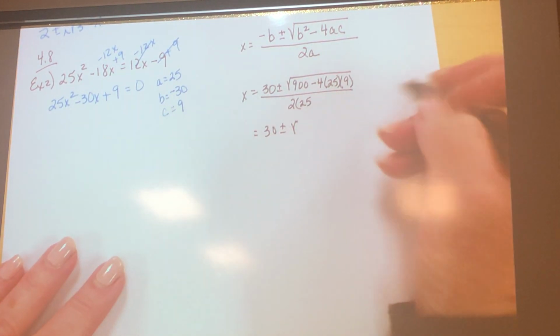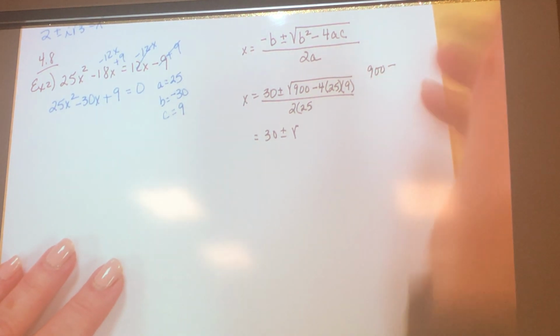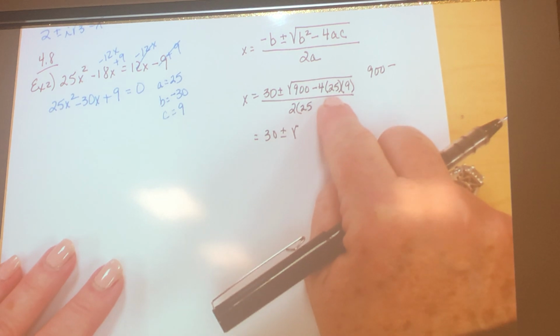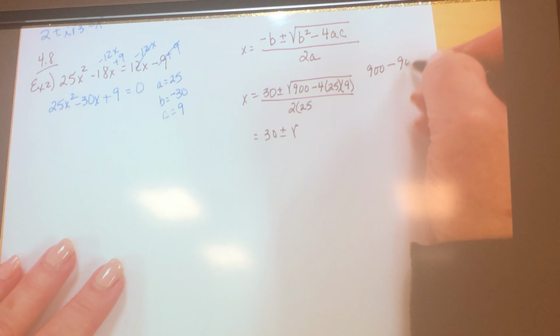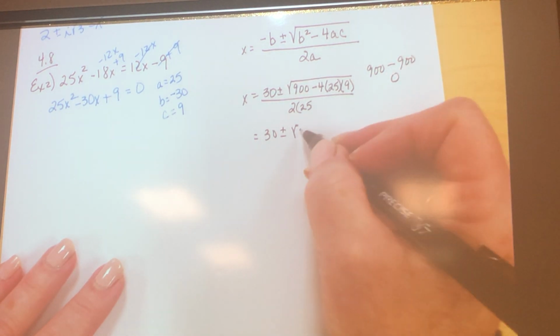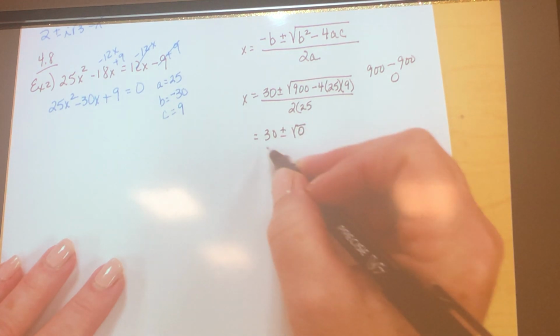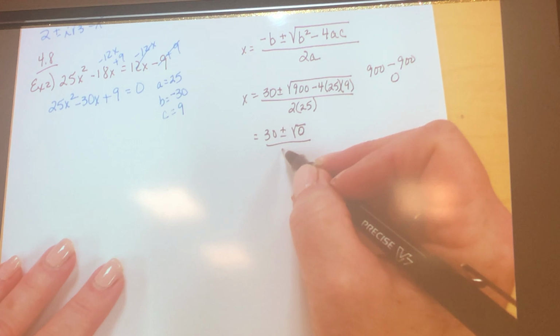I always go over here and do my little chicken scratch. I got 900 minus... Y'all, what's 4 times 25? What's 100 times 9? 900. All right, we didn't need a calculator. What's 900 minus 900? Oh, I got a 0 under the radical. All right, what's the square root of 0? 0. What's 2 times 25?